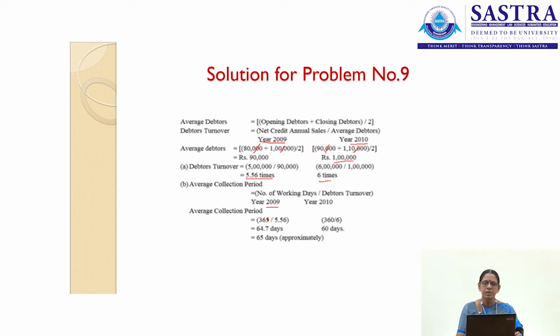This is 60 days for 2010. So 65 days will be the approximate time for 2009, and 60 days will be the approximate time for 2010. So this is the average collection period.